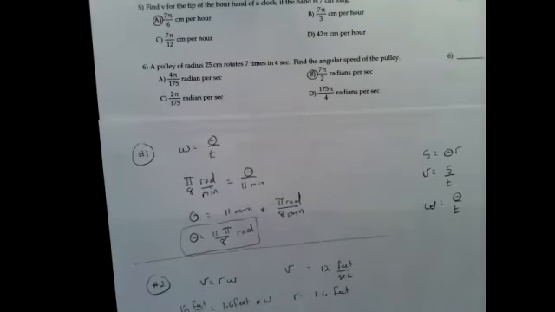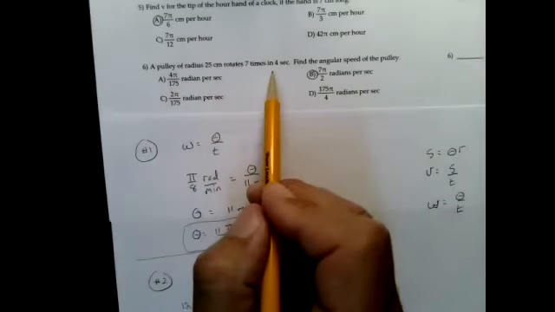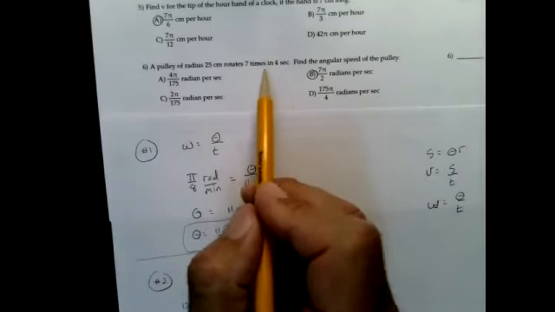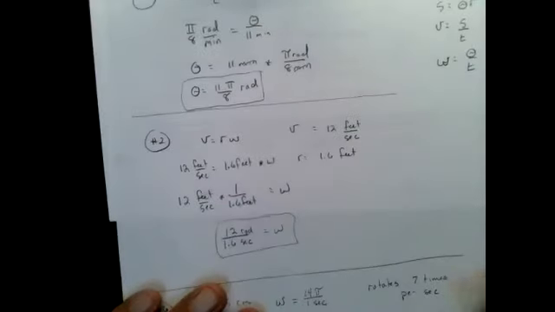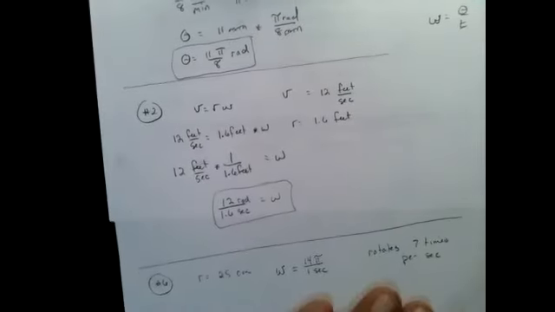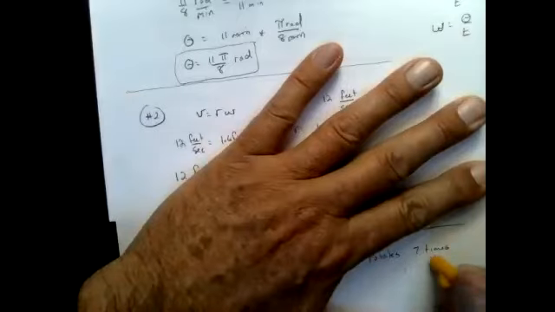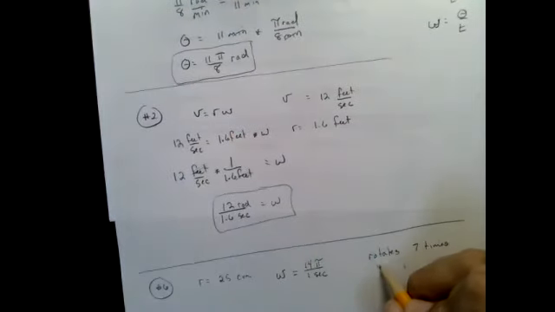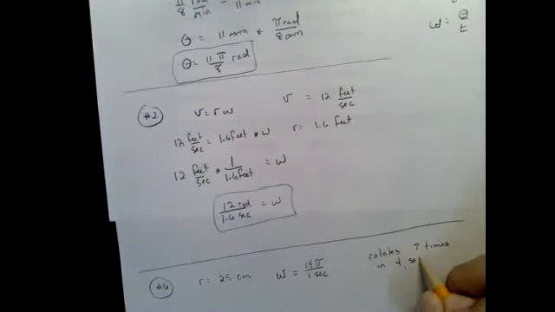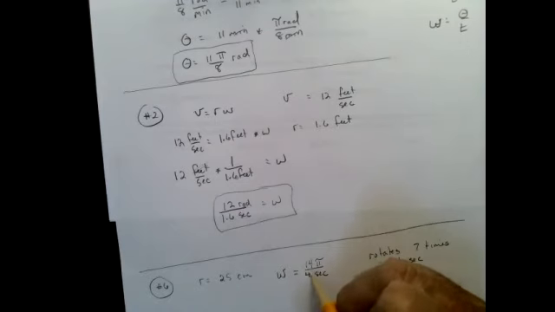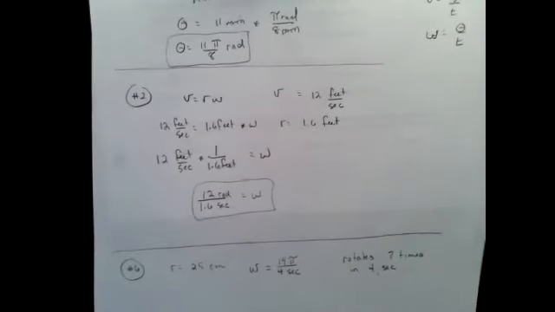So this now says, find the angular speed. Where are we at here? I'm sorry, I was reading the wrong one. It's 7 times in 4 seconds. Rotate 7 times in 4 seconds. I'm sorry. Why didn't anyone correct me? In 4 seconds, so this would be 14 pi over 4.